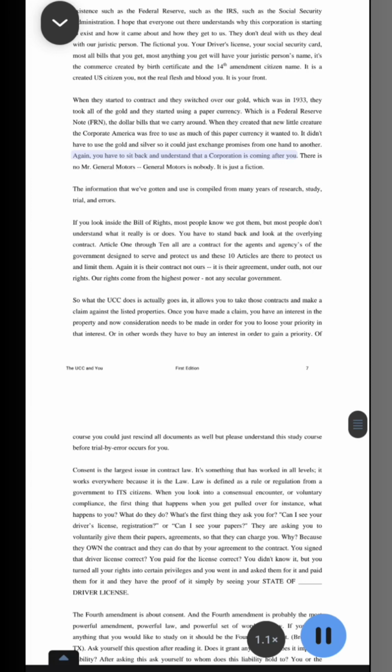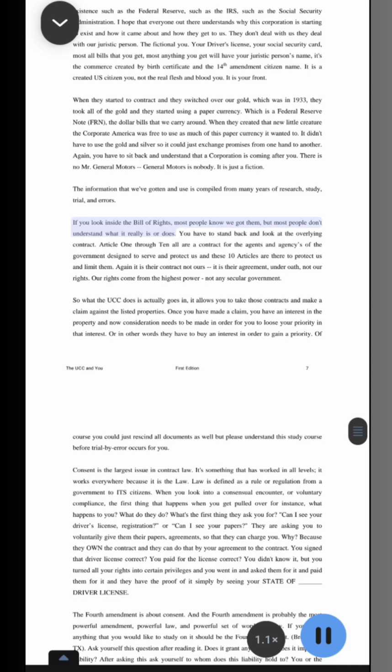Again, you have to sit back and understand that a corporation is coming after you. There is no Mr. General Motors. General Motors is nobody. It is just a fiction. The information that we've gotten and use is compiled from many years of research, study, trial, and errors.